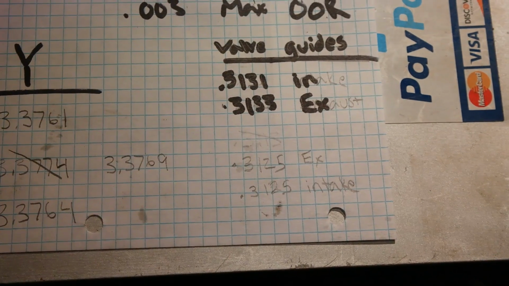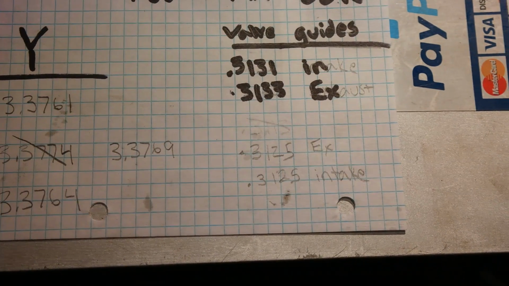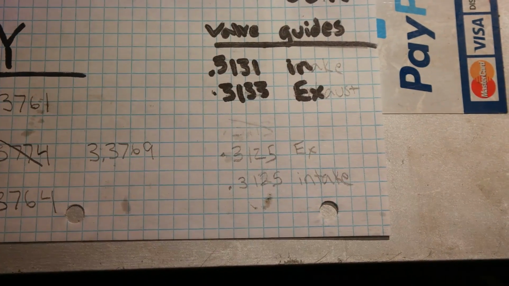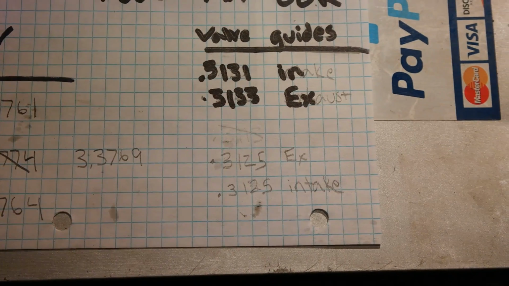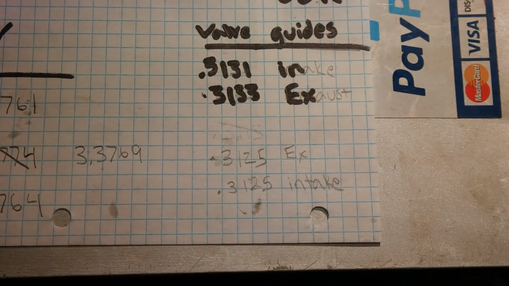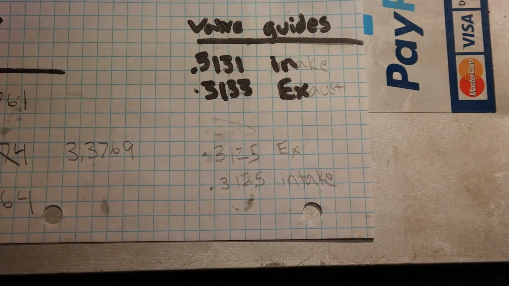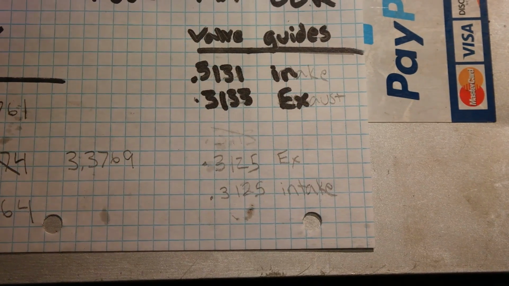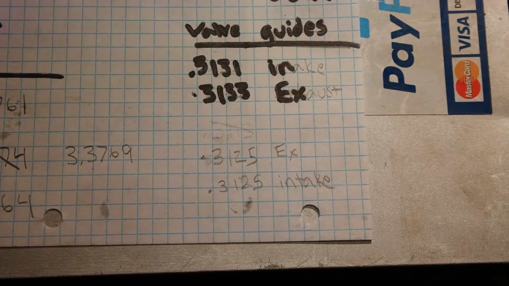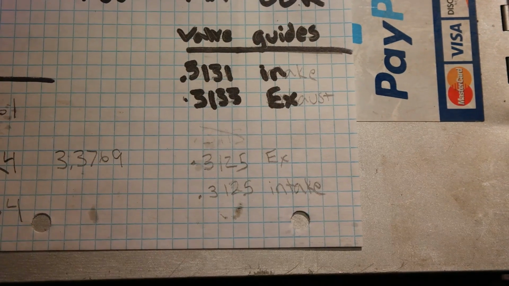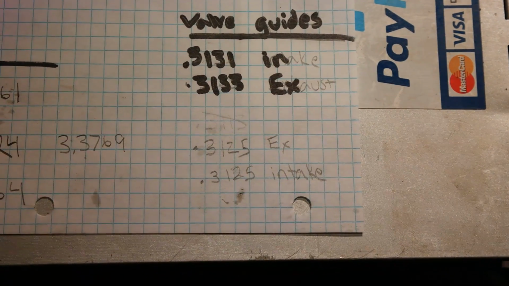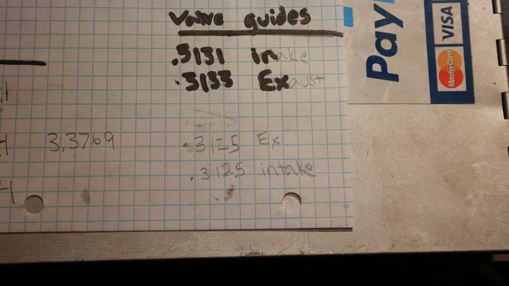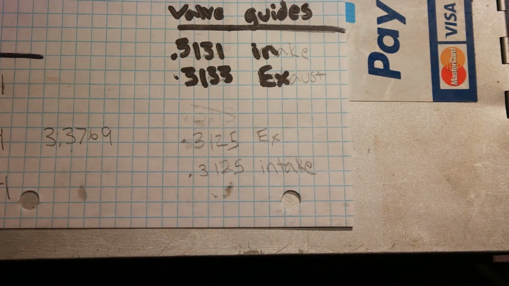Here are the measurements that I got for the valve guides for both the exhaust and intake side of the valves. I got a measurement of 0.3125 inches on both the exhaust and the intake. So both these valve guides are good. I also took a couple of extra measurements at the bottom of the valve guide just to make sure that there was no taper or off-center wearing of the valve guides.